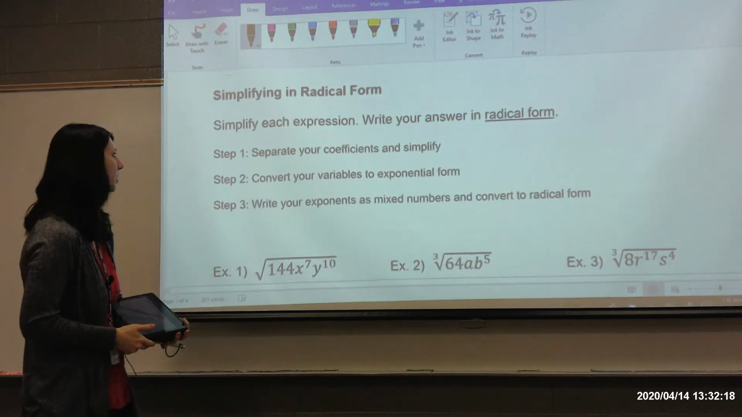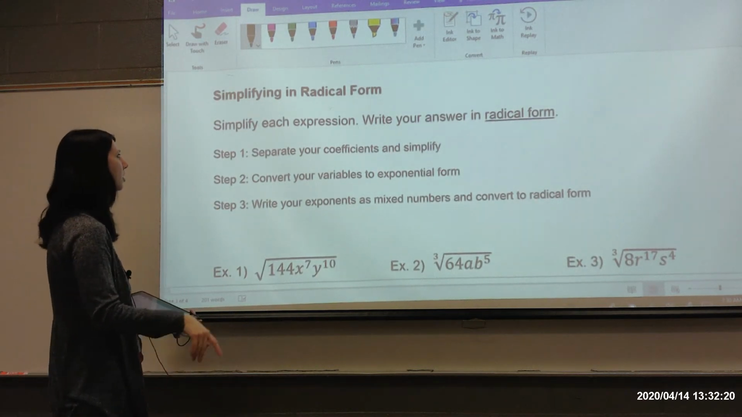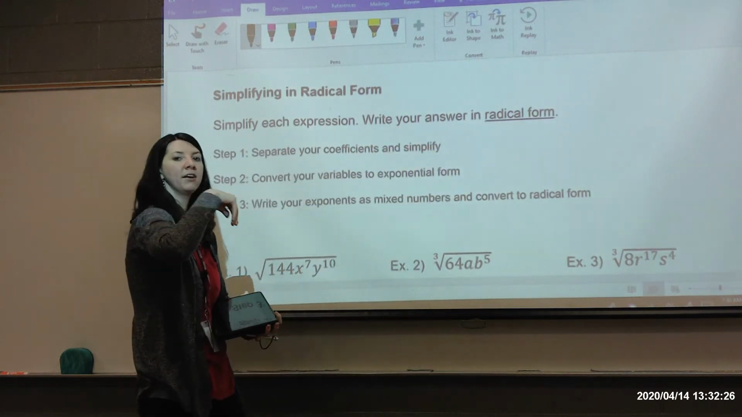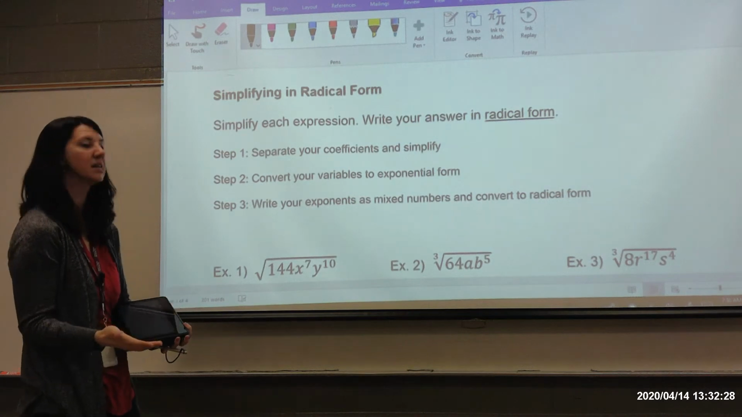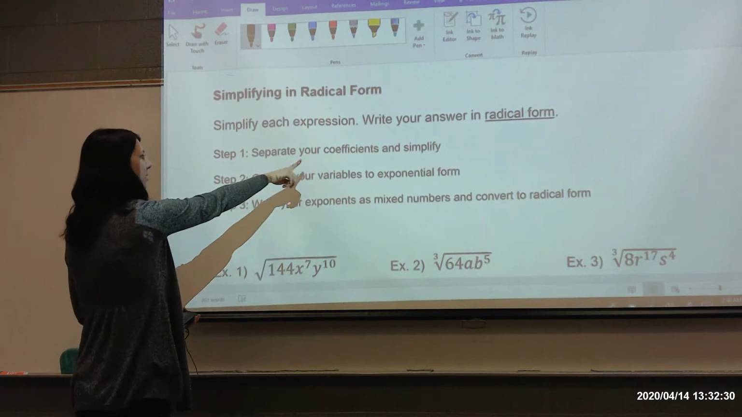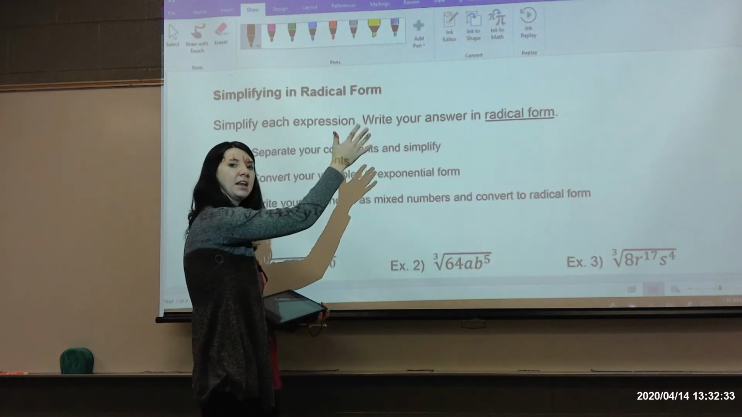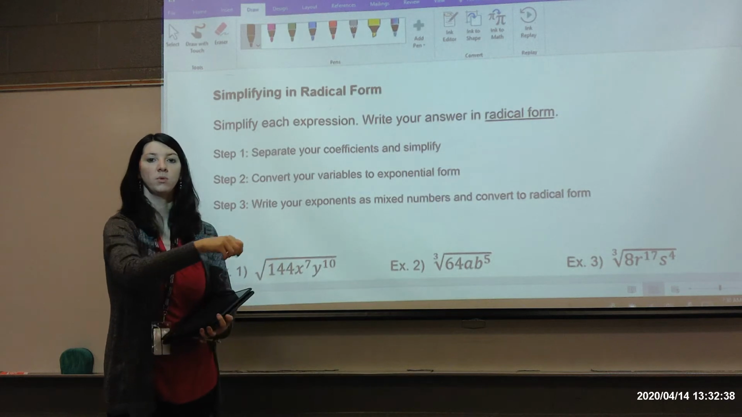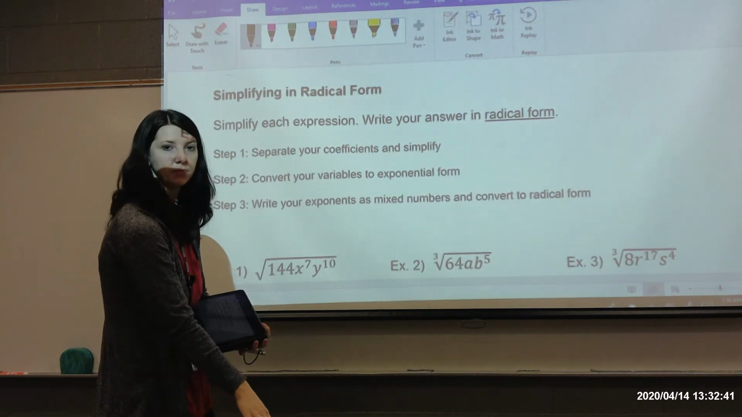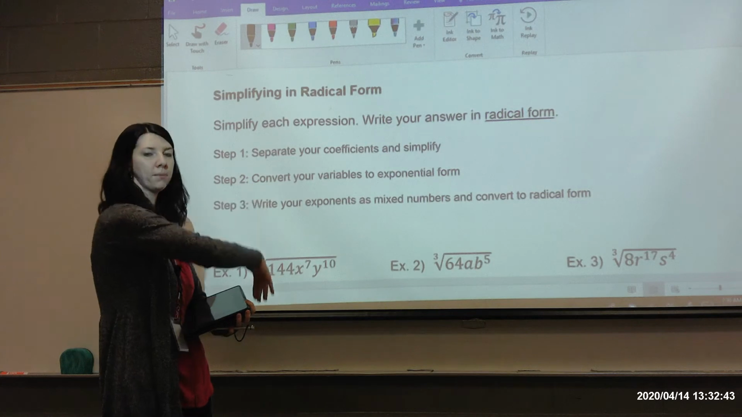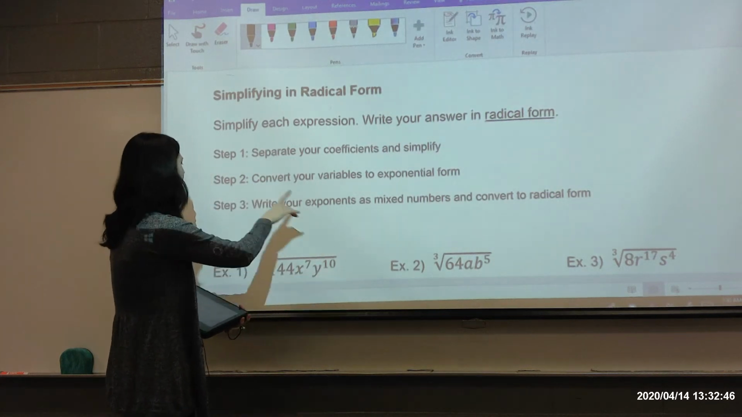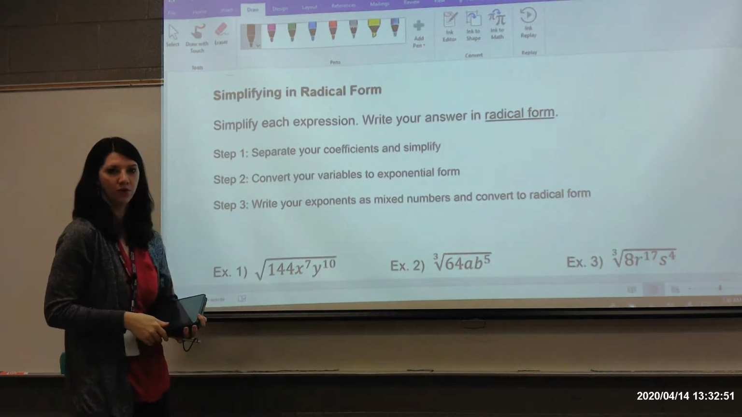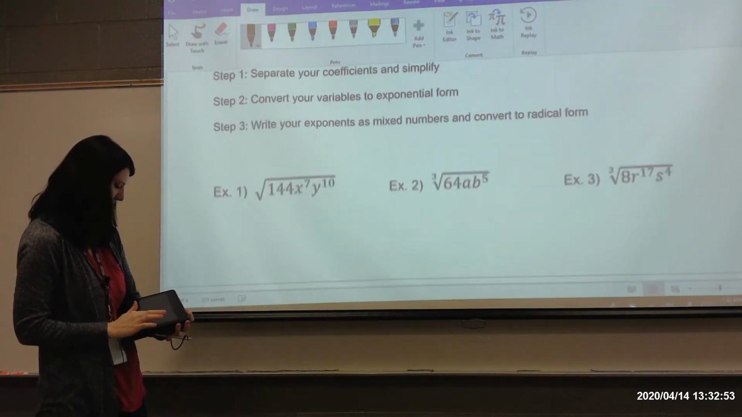I've broken it up into 3 main steps for you to keep track of your work. Again, notice our directions. Write your answer in radical form, which means we should have some type of square root, cube root in the end. Okay? First, I like to separate my coefficient and simplify that, get it out of the way. Then I'm going to convert my variables to exponential form. When we are in exponential form, it's a little bit easier to simplify. So we'll convert to exponential form, then convert back to radical form in the end. And then lastly, you want to write your exponents as a mixed number in order to convert it to radical form. So let's see what that looks like.